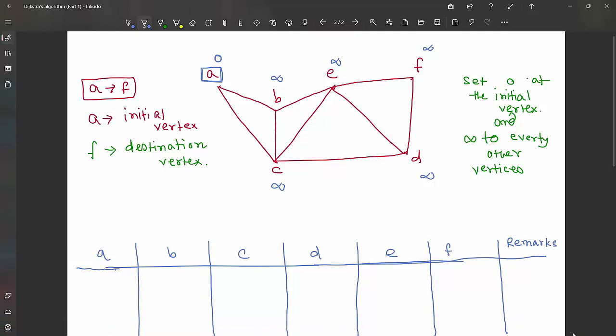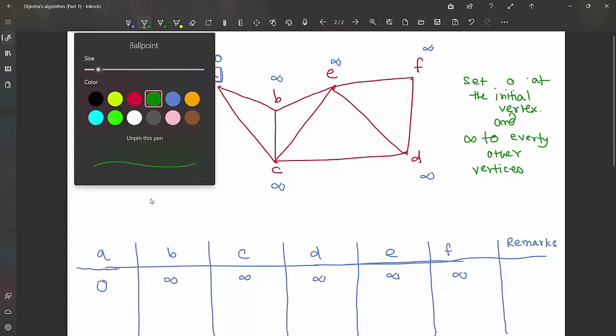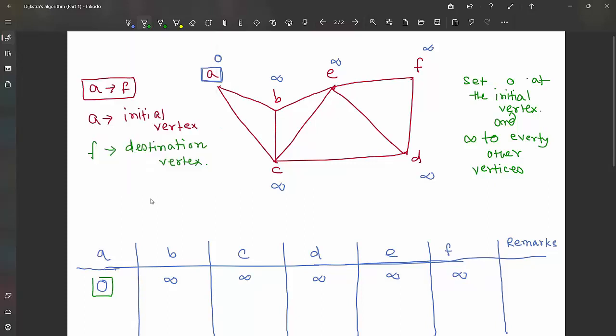This is for the remarks. You need one. Whenever you start your process, we start from A. So put 0 at A and infinity at every other vertex. It is the initiation of the algorithm. After that, mark this A with a box because A is already selected, and we mark it with a tick. A is over, so we don't take this A anymore.